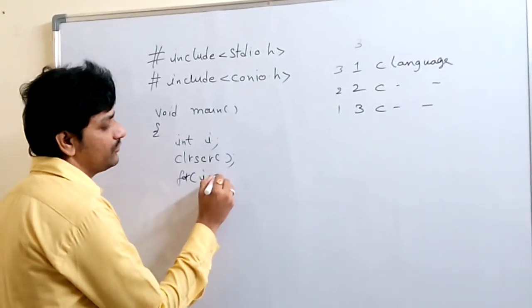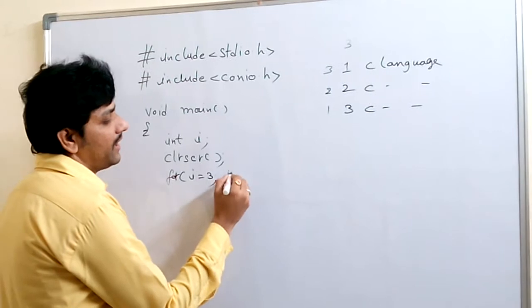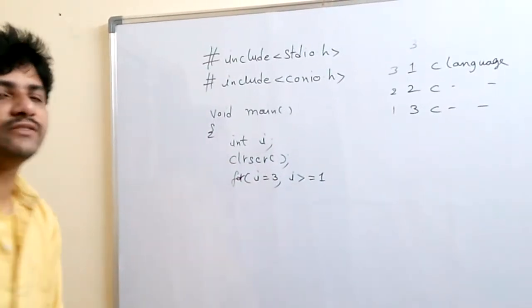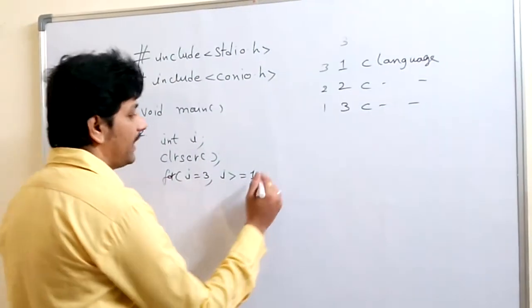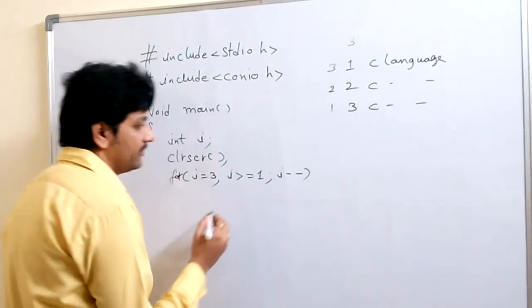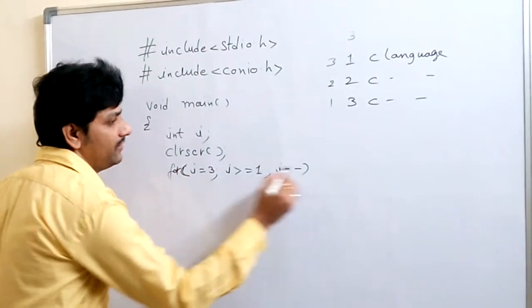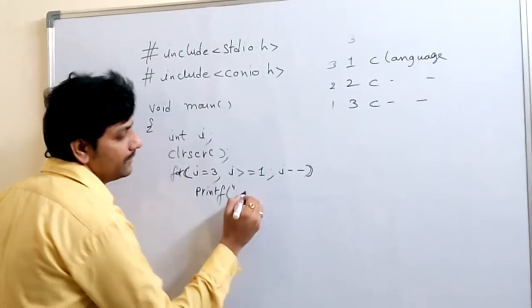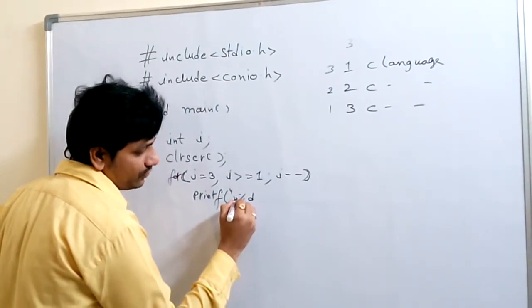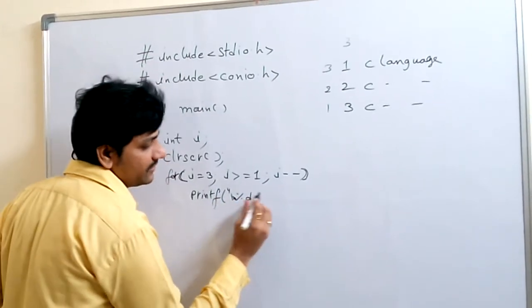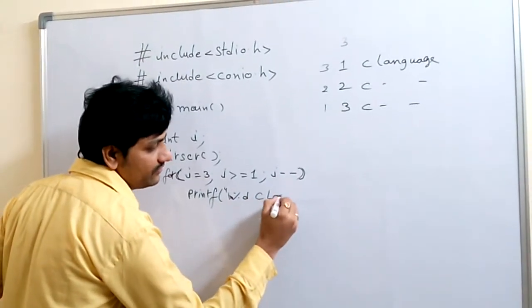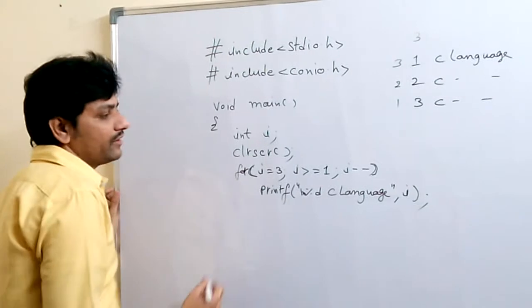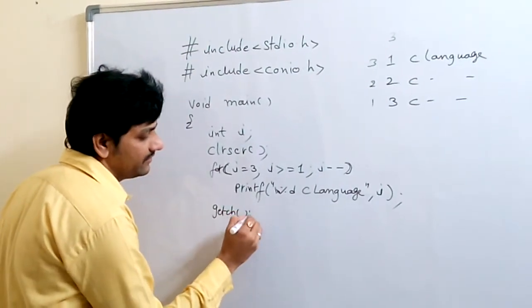First, for i equals 3. After that, for reverse you have to write the condition: i greater than or equals to 1. Previously you wrote i less than or equals to 3. Now i minus minus. So this is the for loop. In that for loop we write one statement, that is printf("%d C language\n", i). Don't forget to write \n. Finally, getch.